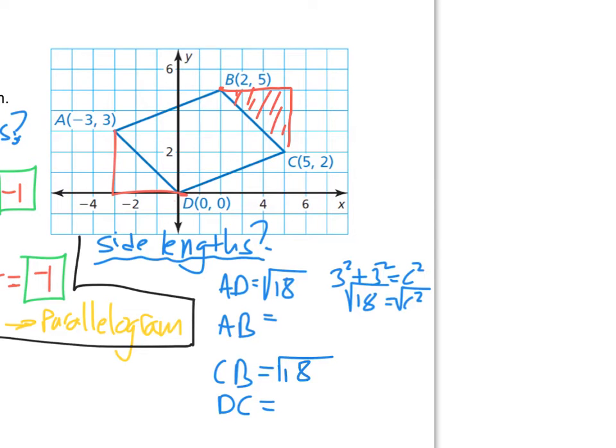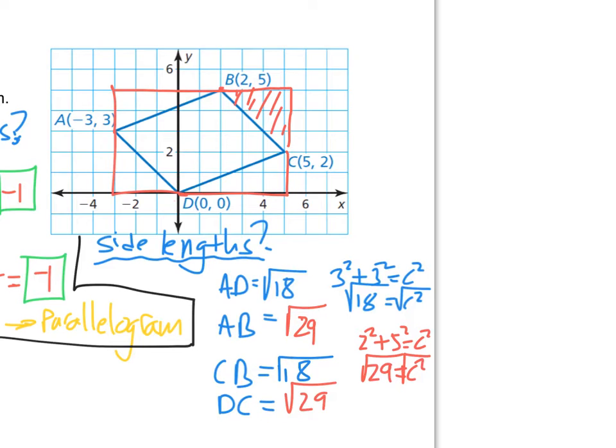Now these guys over here, we're going up 2 over 5. So I'm going to have to compute that one. 2 squared plus 5 squared equals c squared. That's going to be 4 and 25. This is the square root of 29. And so this is the square root of 29. This guy over here is also going to be over 2 over 5 up 2. So that's the square root of 29.